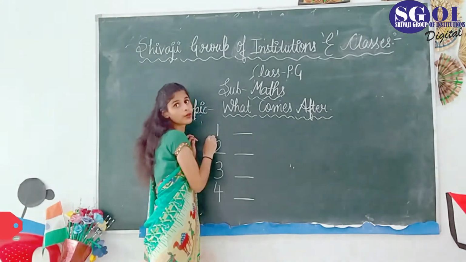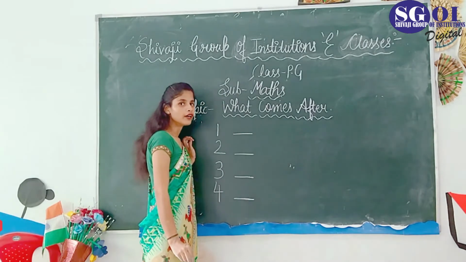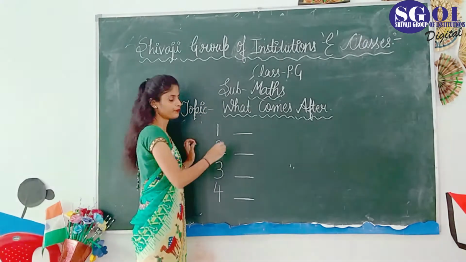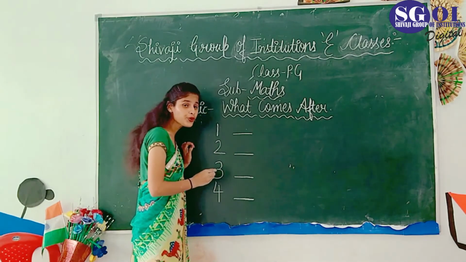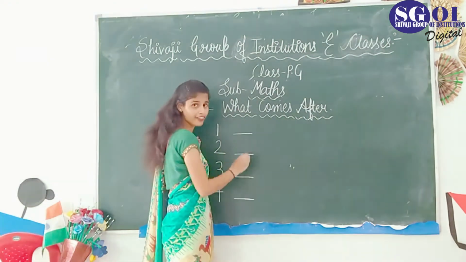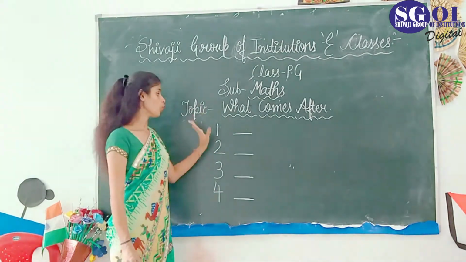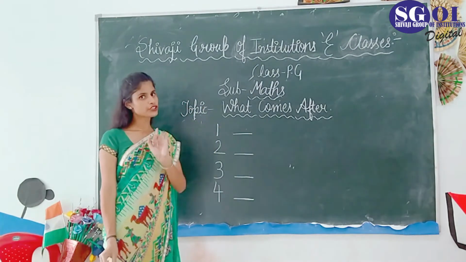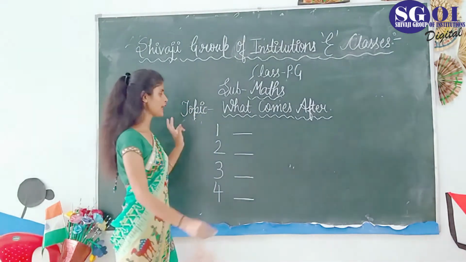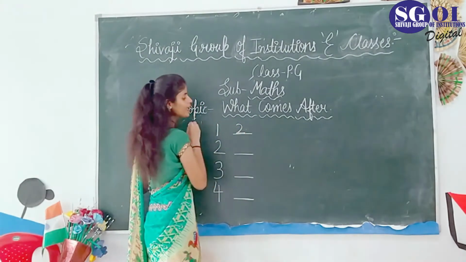What comes after 1? 1 के बाद क्या आता है? Do you know? Okay, I'll tell you. After 1 comes 2. 1 के बाद 2 आता है. So we will write over here 2 like this.